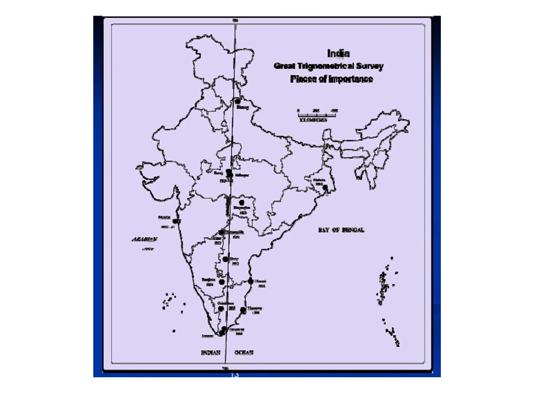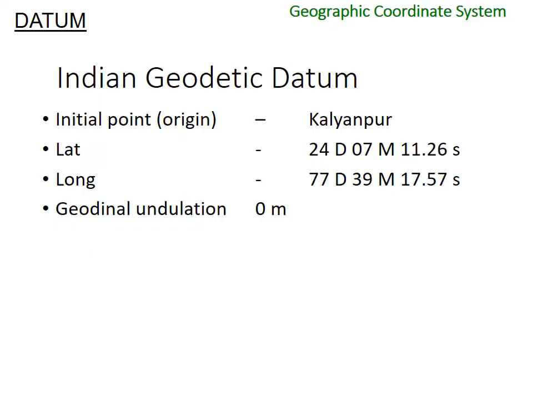India has a local datum. The location of the local datum is Kalyanpur in Madhya Pradesh, which is the local datum for India. So the initial origin point is Kalyanpur, the latitude and longitude is given there, and the geoidal undulation at that particular point is 0. So for any measurements that we want to take for Indian conditions, if you want to go for a local datum, then Kalyanpur is the origin point, which means the coordinate at that point is 0, 0. From that location, all other measurements are made.